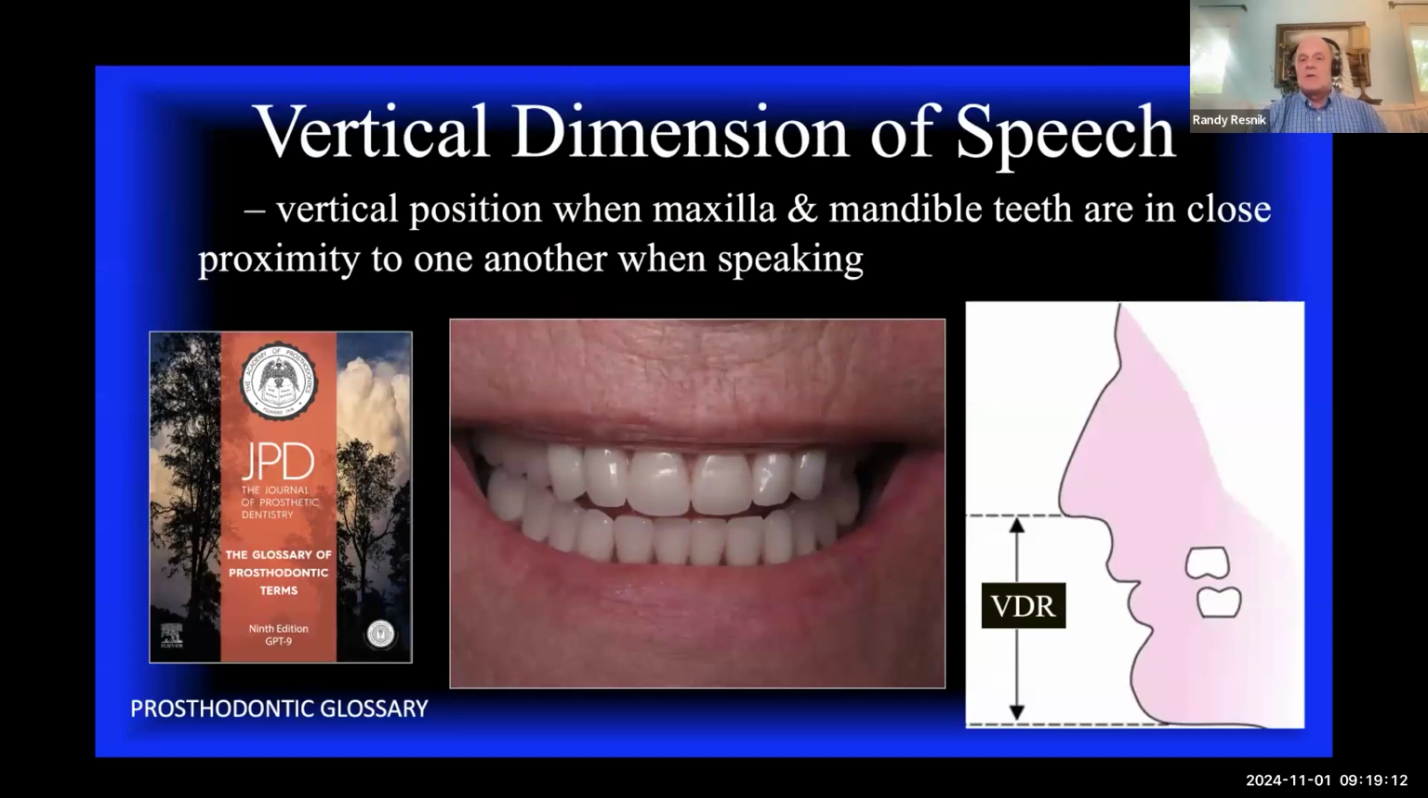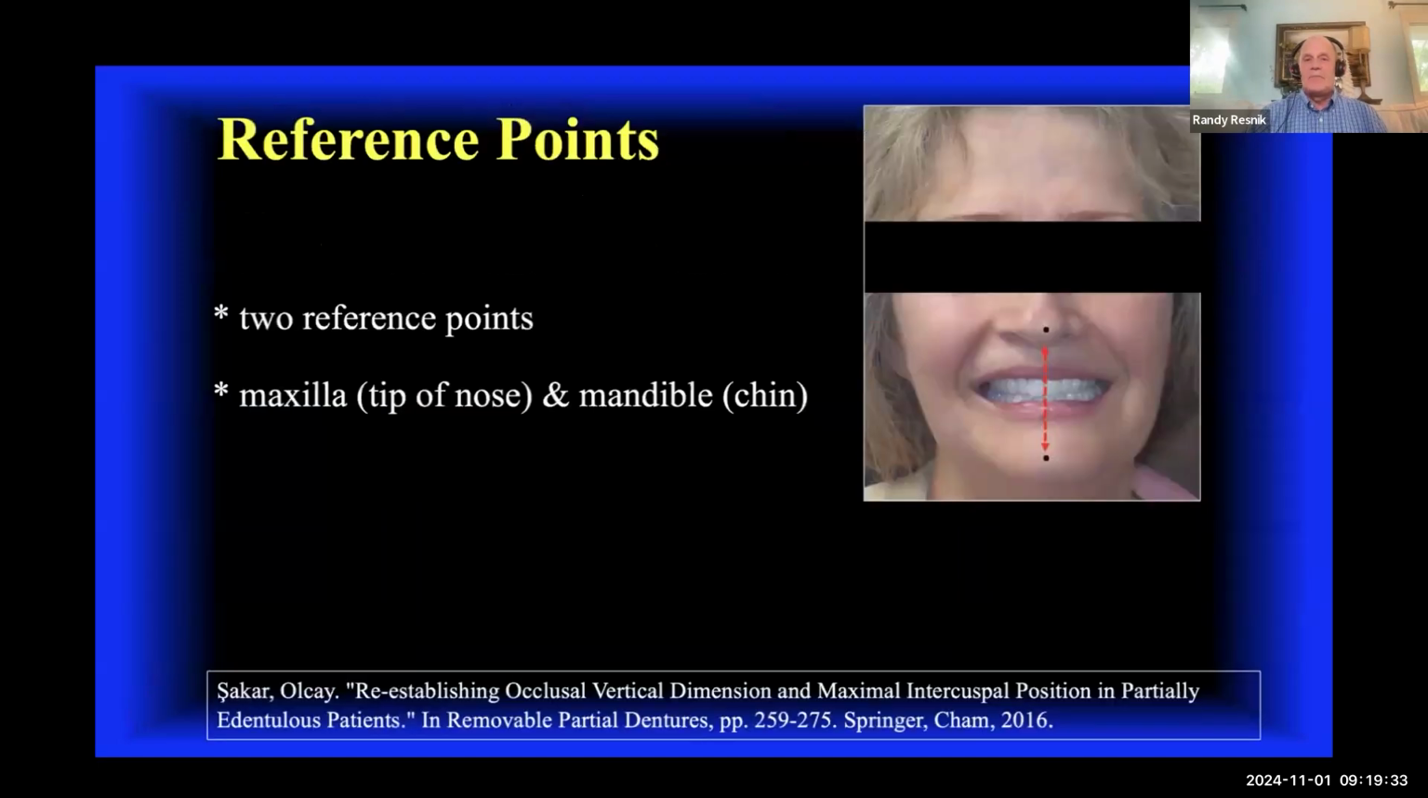Now, when we look at vertical dimension, there is a relatively newer definition for vertical dimension of speech. We use speech sounds, phonetic sounds, to determine vertical dimension, but now there's actually a definition in the prosthetic glossary: it's the vertical position of the teeth when they're in close proximity during speaking different sounds. And we'll go over some of those sounds here in a minute.